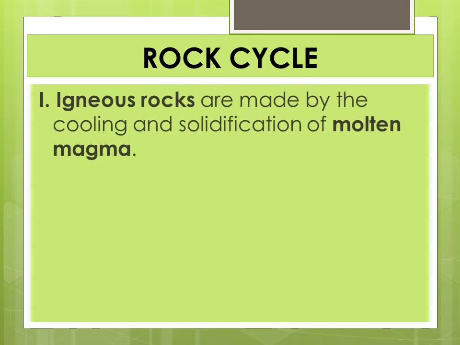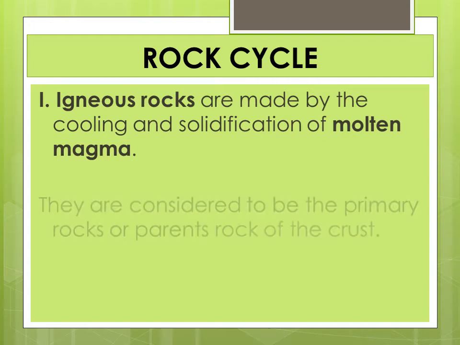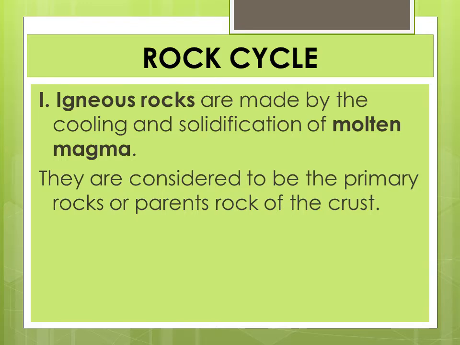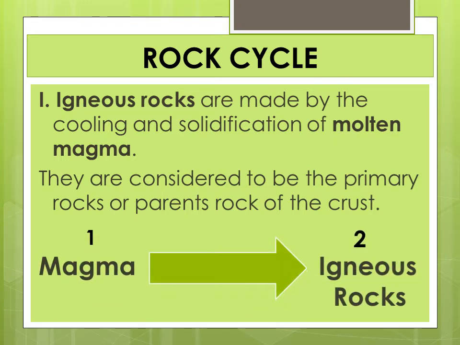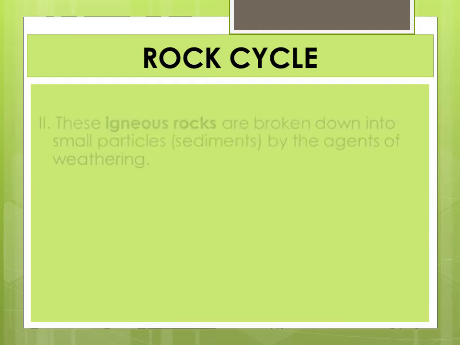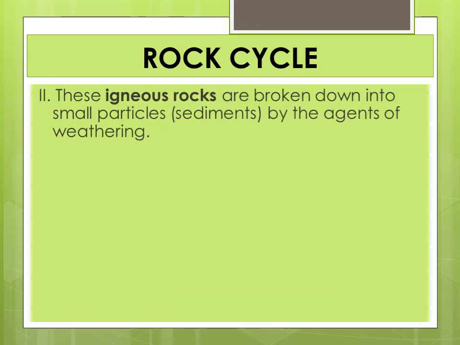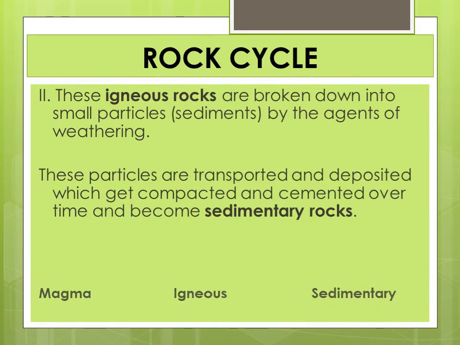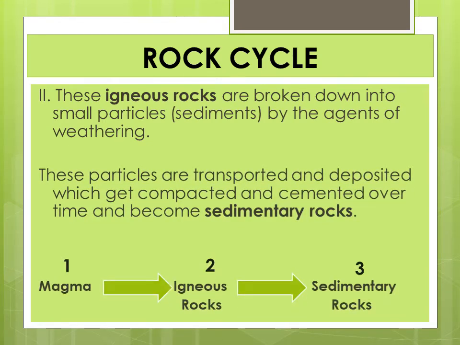Now, let's understand the transformation of rocks step by step. Number 1, igneous rocks are made by the cooling and solidification of molten magma. They are considered to be the primary rocks or parent rock of the crust. Point number 2, these igneous rocks are broken down into small particles or sediments by the agents of weathering. These particles are transported and deposited, which get compacted and cemented over time and become sedimentary rocks.